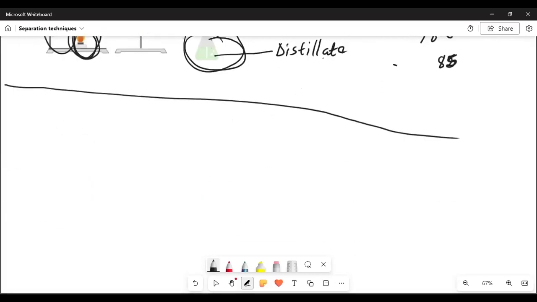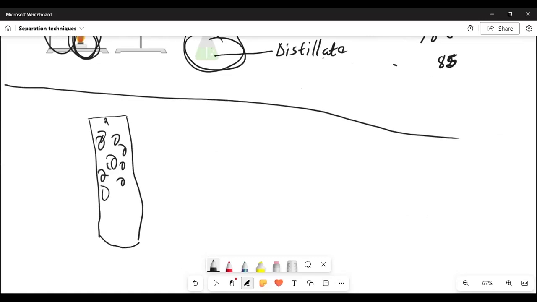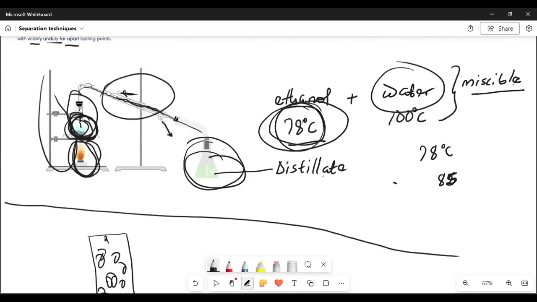A fractionating column, the one we use in the lab, is just a special container that is filled with pieces of glass. Now this fractionating column is attached to this container here, this round bottom flask. It is attached such that the vapor that is coming out of this place first goes through the fractionating column before coming into the condenser.